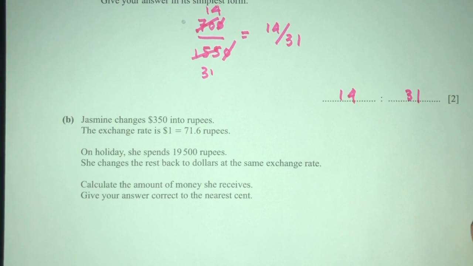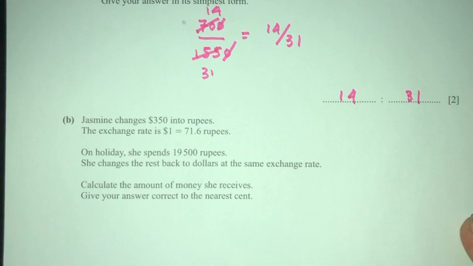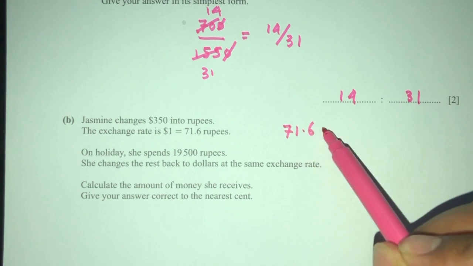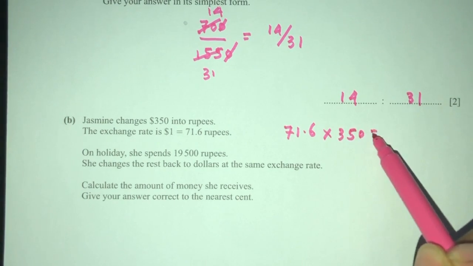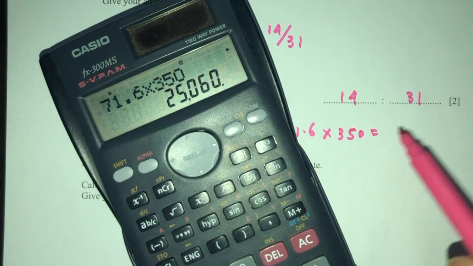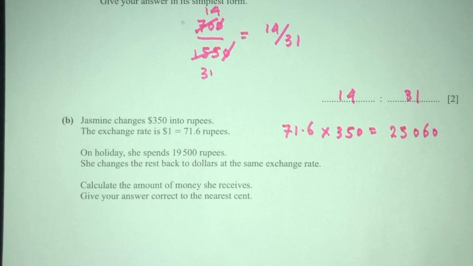Now we have Jasmine changes $350 into rupees. The exchange rate is $1 to 71.6 rupees. Okay, fair enough. Now the first question we have right away is that, okay, so if $1 is 71.6 rupees, how much is $350? So we will just have to multiply this by 350 to see how much she actually received through exchanging her money. So she will have 25,060 rupees after exchanging her money.